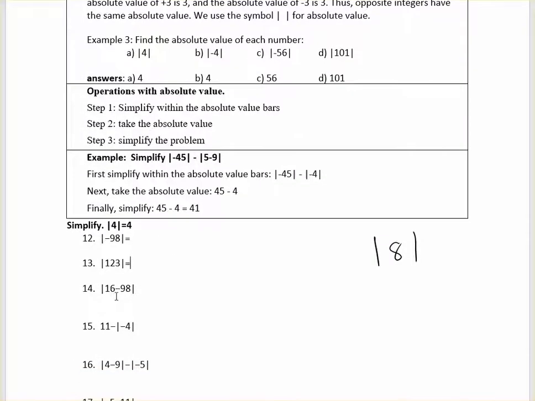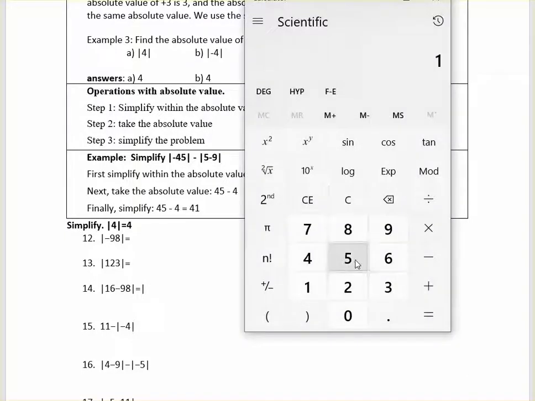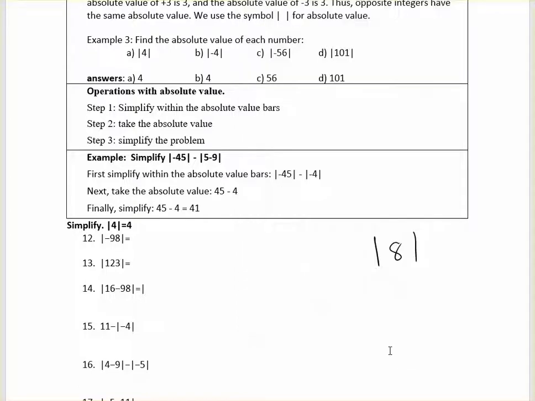On 14, because the 16 minus 98 is inside the absolute value signs, that's a type of grouping. So it's just like if it had been in parentheses. So you don't take the absolute value of 16 and the absolute value of 98. You simplify what 16 minus 98 is. It's negative 82. And then you take the absolute value. So the absolute value of negative 82 is 82.